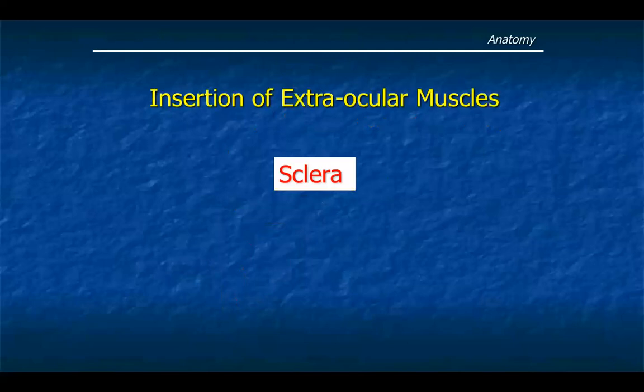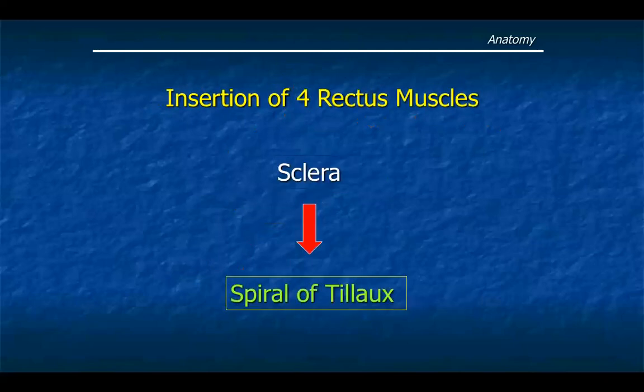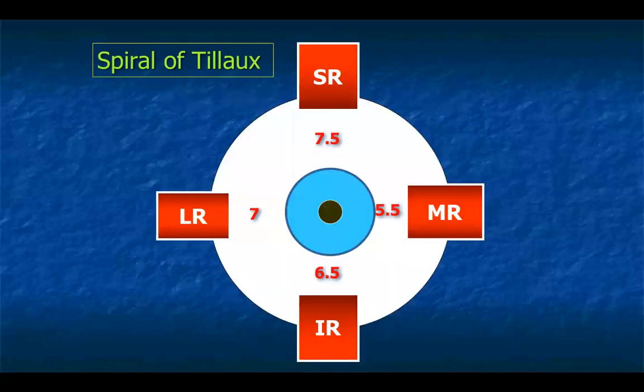Insertion. All extraocular muscles are inserted in the sclera. The 4 rectus muscles are inserted in the sclera in front of the equator, in the spiral of Tillaux. The medial rectus is closest to the limbus. It's inserted at 5.5 millimeters from the limbus, the inferior rectus at 6.5, the lateral rectus at 7, and the superior rectus at 7.5 millimeters from the limbus. So they make a spiral.